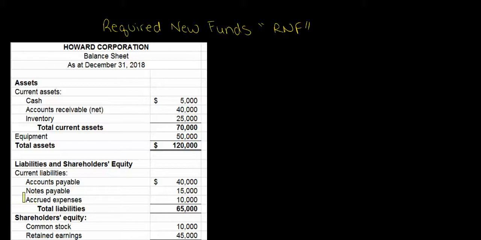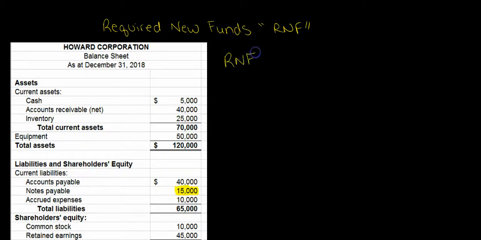Now what we're trying to do is figure out if we need excess funds or required new funds when we're doing our forecasting. So if we just look at this line, notes payable, currently we have, I would assume, a bank loan of 15,000. So we're just trying to figure out if we'll need to borrow more money or if we can repay some of that down. And this technique that we're using is called required new funds. And here's the formula.